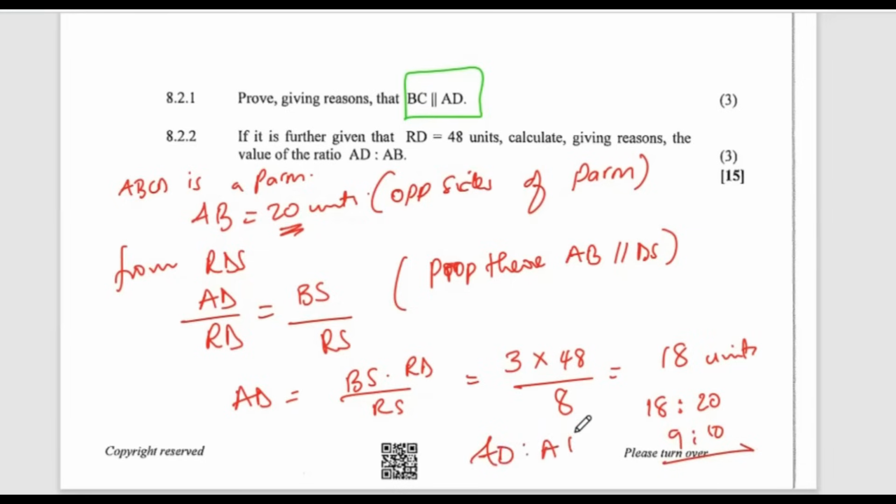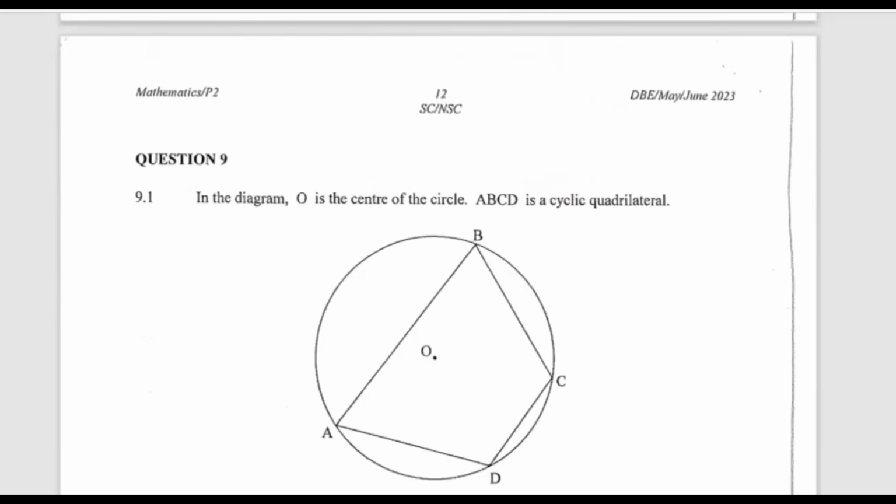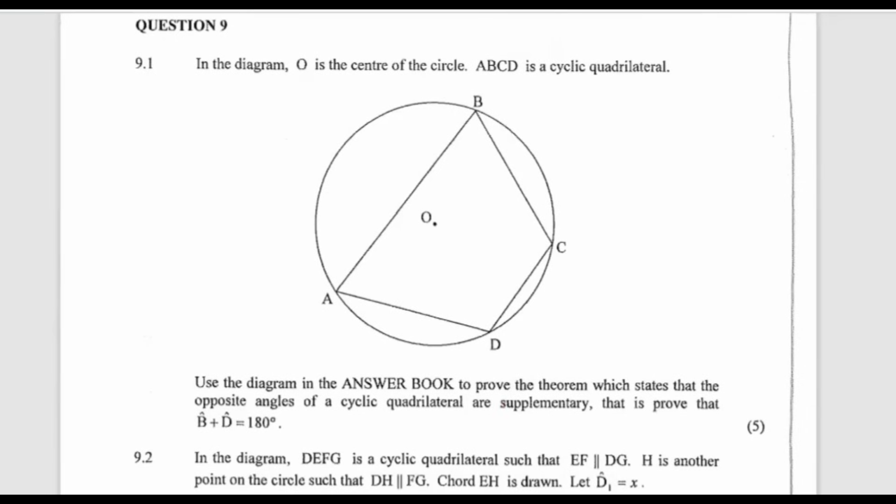AB is AB. It's going to be 9 is to 10. All right, guys, that is question number 8. Then question number 9. In the diagram, if O is the center of the circle, ABCD is a cyclic quadrilateral. Let's remember the properties of a cyclic quadrilateral.